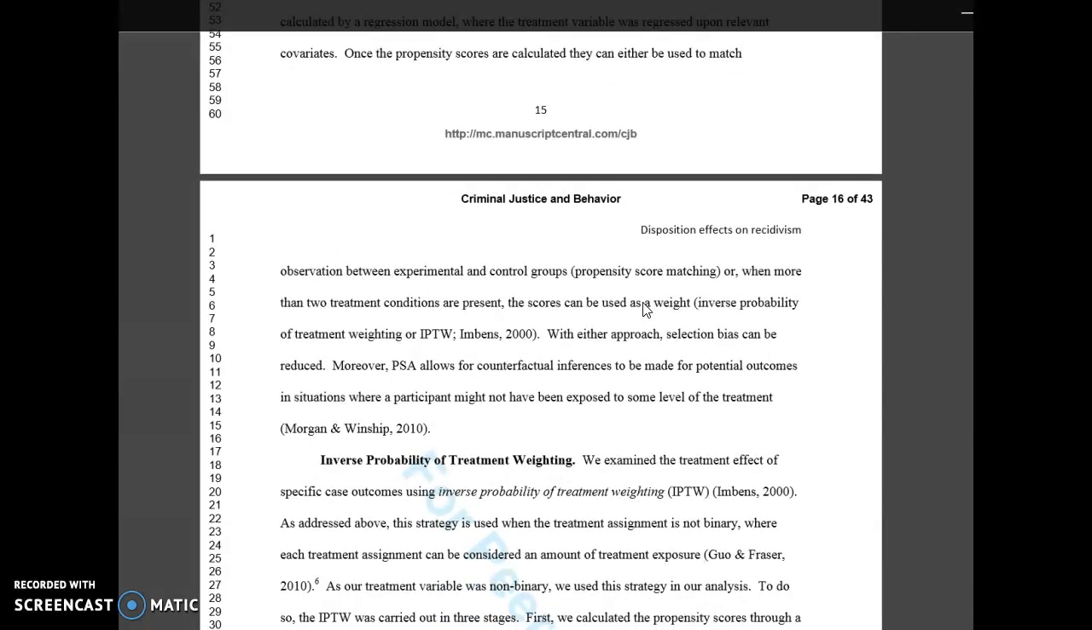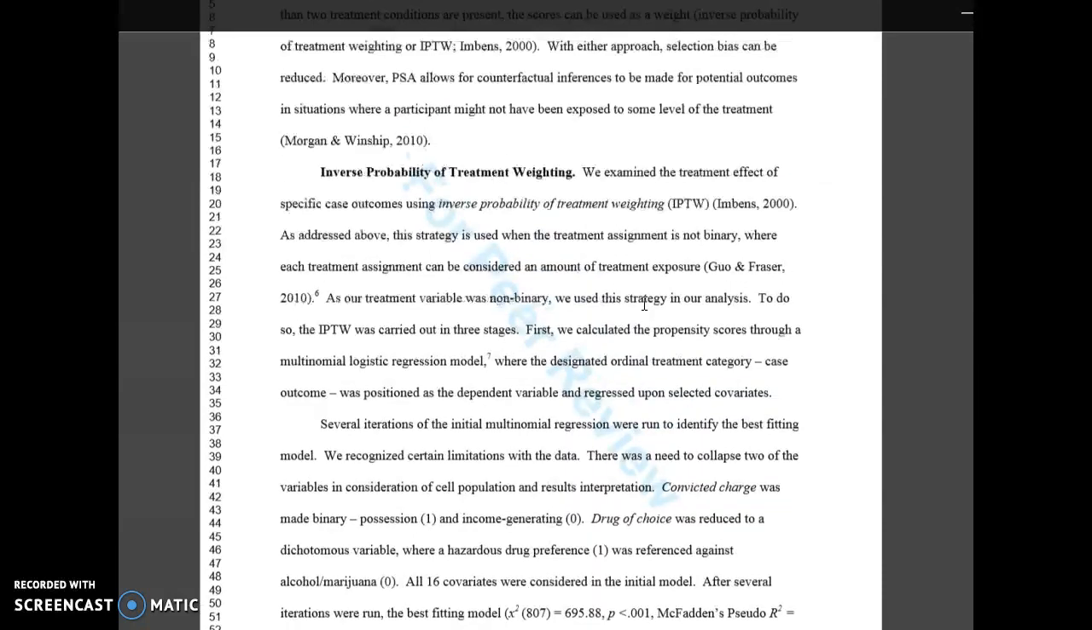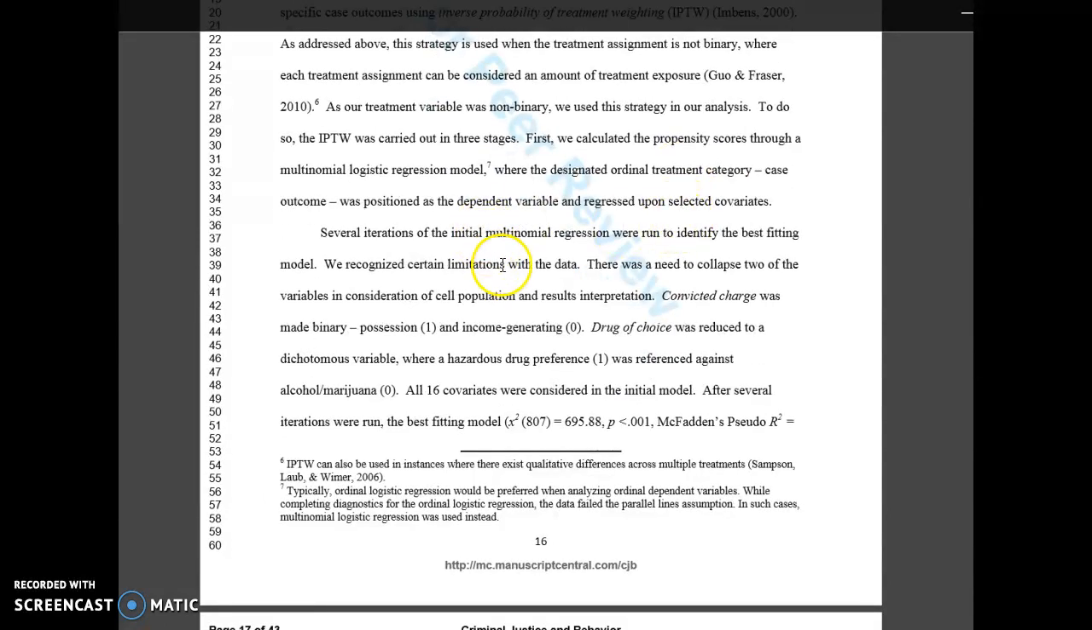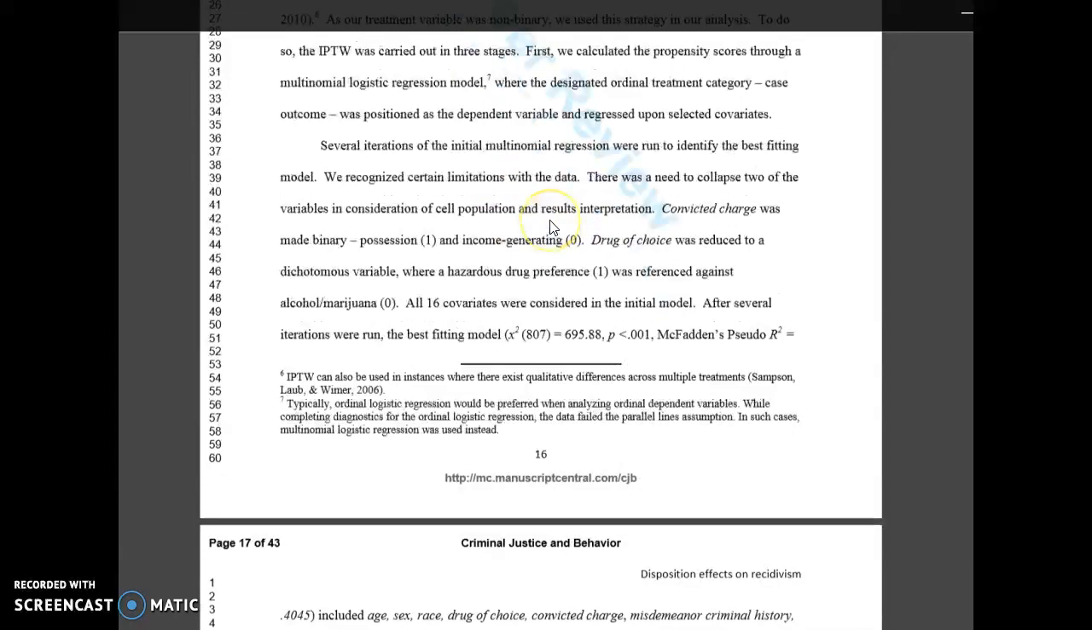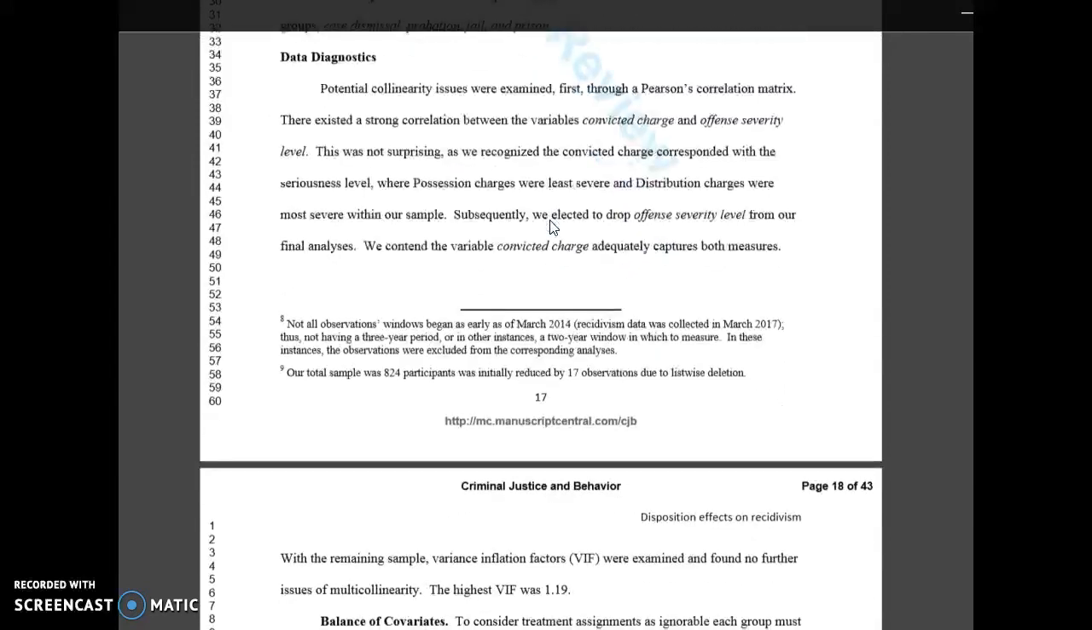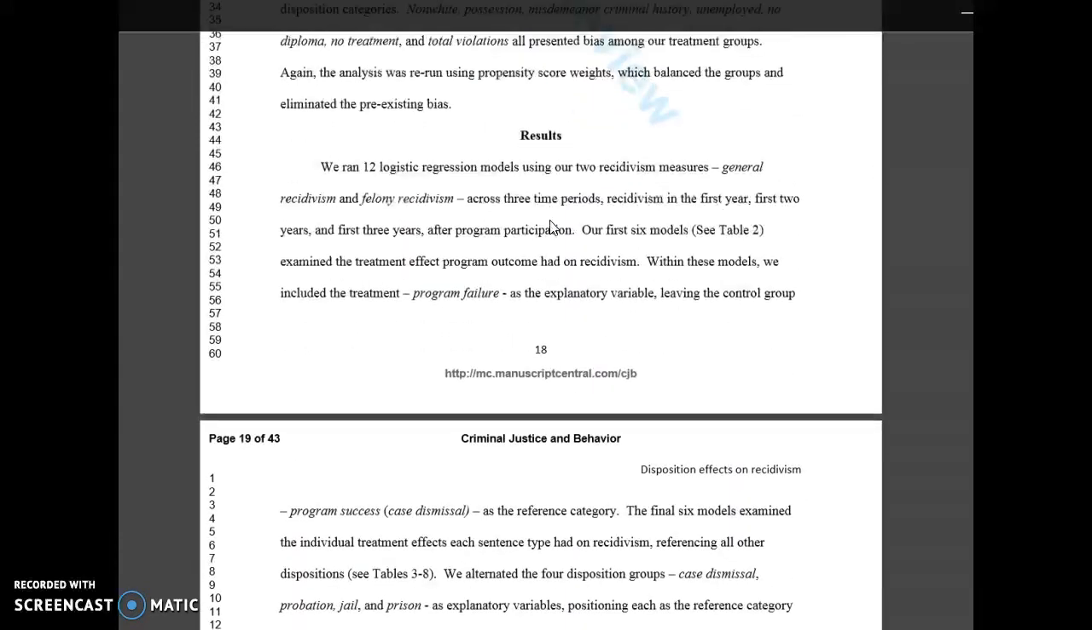And then within the propensity score analysis, we use specifically inverse probability of treatment weighting. And then we use, to get our treatment effects, a series of multinomial regression analyses. You're going to see the idea of regression quite a bit. And that's just, there's just many forms of multivariate analysis, and multinomial regression just happens to be one of them. Don't worry so much about the data diagnostics.